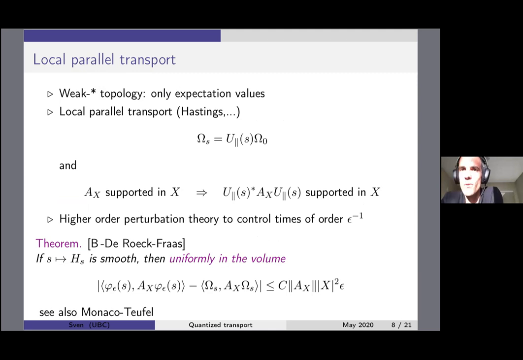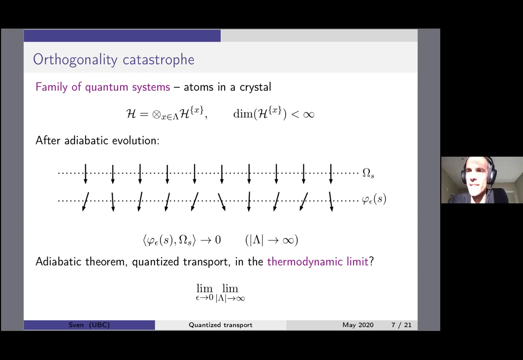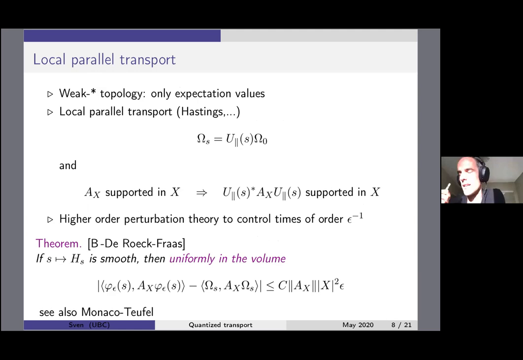Well, the first thing, of course, is you don't want to compare states like this, the full state, not in norm, but you want to have a weaker topology which just probes states locally. So you just look essentially at expectation values of observables that are localized somewhere. So that's the first thing you want to do. Now you still have a little bit of a problem because you have this long time evolution.